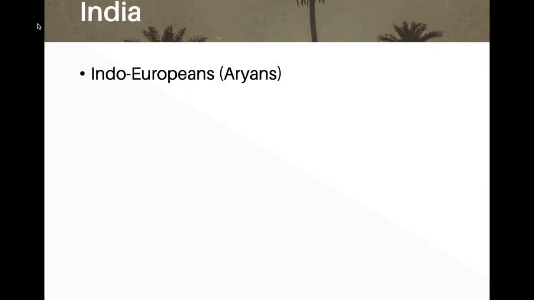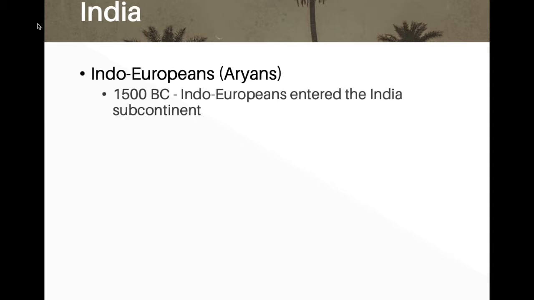Okay. So the next civilization that we see here is the Indo-European civilization, which are called Aryans. And these are peoples that come across the mountain ranges, across the Khyber Pass, which is the opening in the mountains, basically in modern-day Pakistan, that leads into India, kind of the Kashmir region of India of today. But these Indo-Europeans came in around 1500, entered the Indian subcontinent.